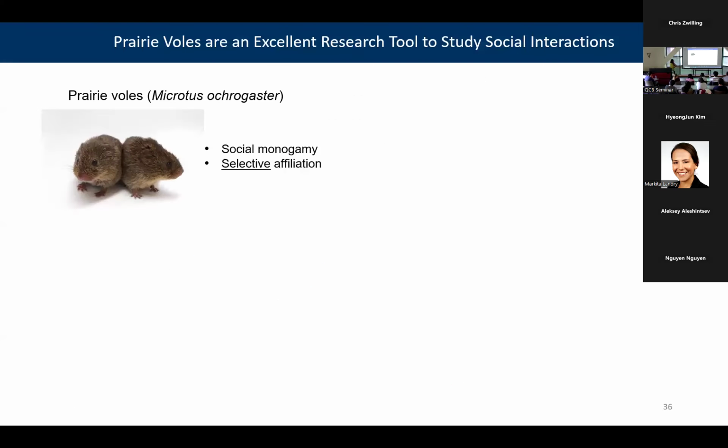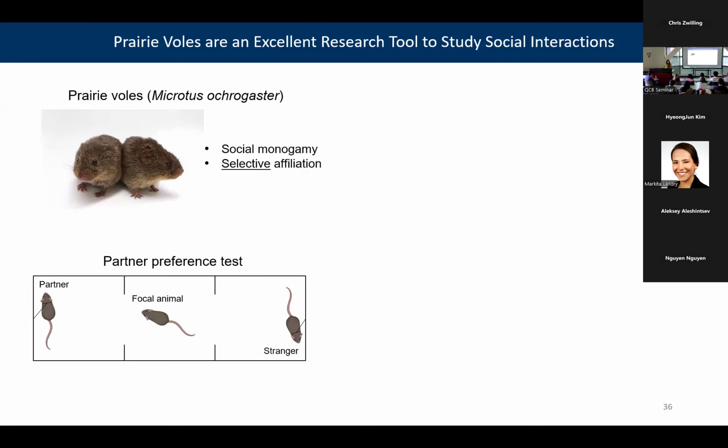So we started this study on a new organism, prairie voles. The reason we chose prairie voles is because they are capable of forming selective affiliations.